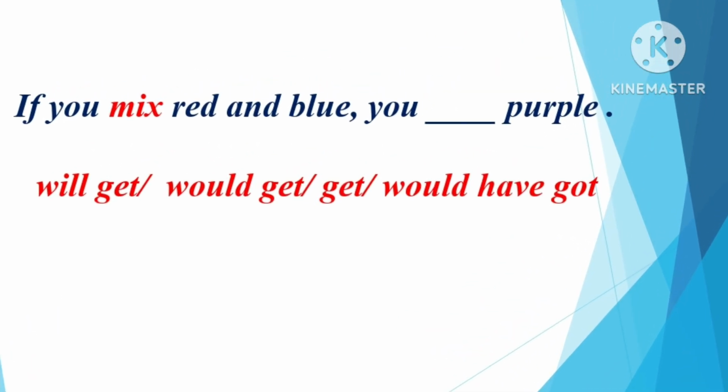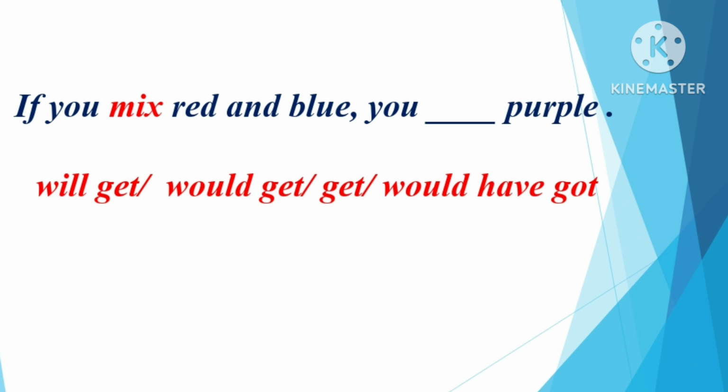Let us see the next example. If you mix red and blue, you dash purple. When we mix red and blue colors, what color do we get? The options are get, will get, would get, would have got. Which may be the right option here? I think "get" is the appropriate answer.